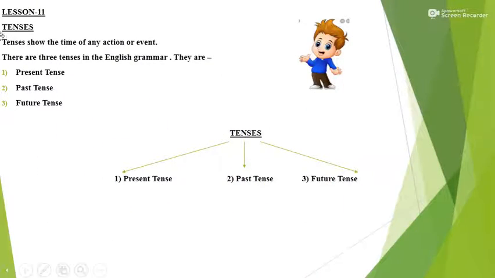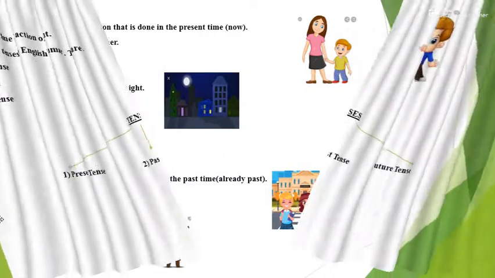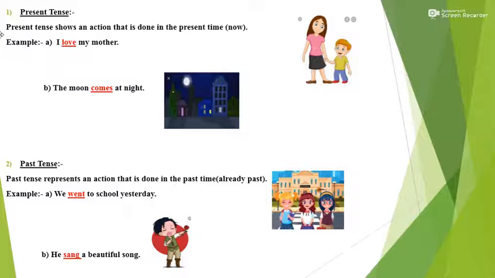Today we are going to learn lesson 11, that is tenses. Tenses show the time of any action or event. There are 3 tenses in the English grammar. They are first present tense, second past tense, third future tense. Let's see one by one.